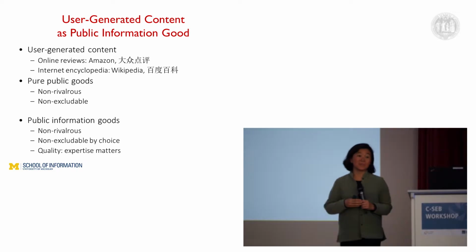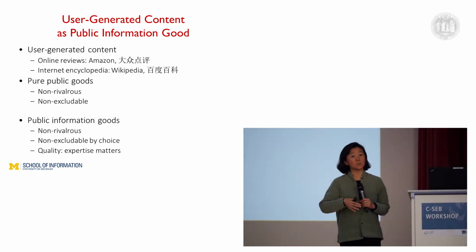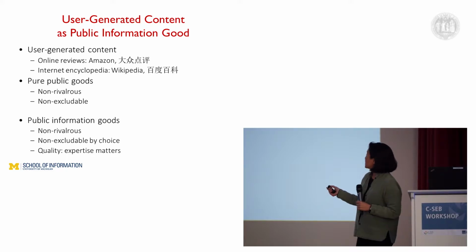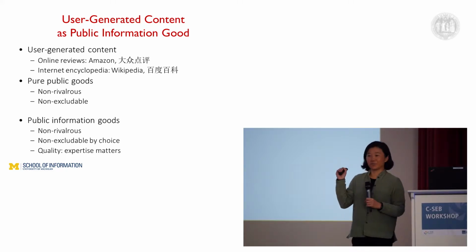I teach a course at Michigan called User-Generated Content, and it used to be called Public Goods. It's changed its name because it's at the School of Information, and because the examples I use have evolved from the lamp post, streetlight, and national defense to Wikipedia, Kiva, online communities, and open source software. So these are becoming increasingly important in terms of what we consume.